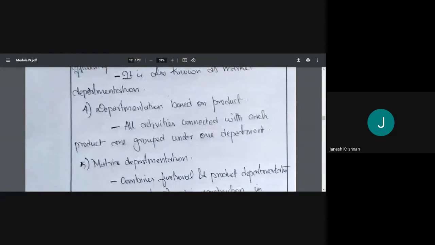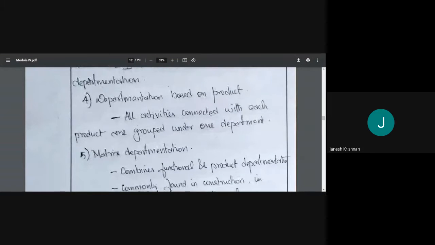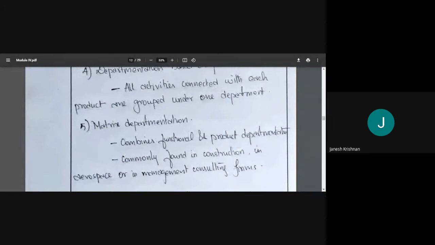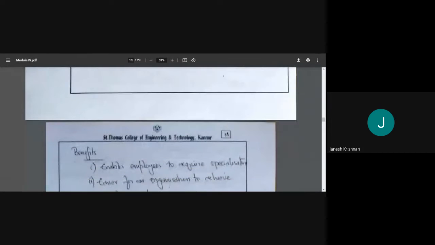Then matrix means a combination of functional and product. Based on the product, my function will be the same, but the product will change. I am in the estimation department, so if my project is a dam, I'll be estimating the cost for the dam, then the cost for the stadium, then the cost for the building. Like that, it will change. So construction firms, aerospace engineering firms, and consulting firms follow this.